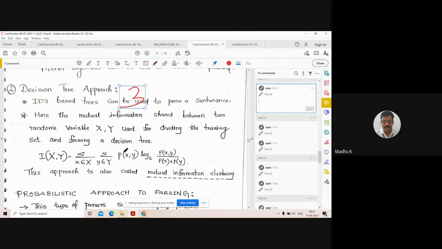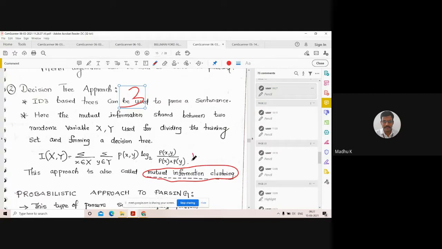Here, in this case, mutual information clustering is used as a measure to divide. In S7, you studied information gain, entropy, etc., as the measures used. Here, you should use mutual information clustering for dividing the training set and forming a decision tree. So this is the equation. Please study this equation. This is a 3-mark question.